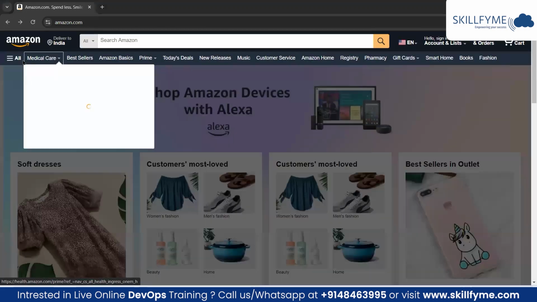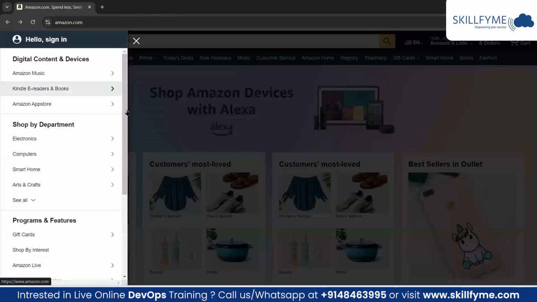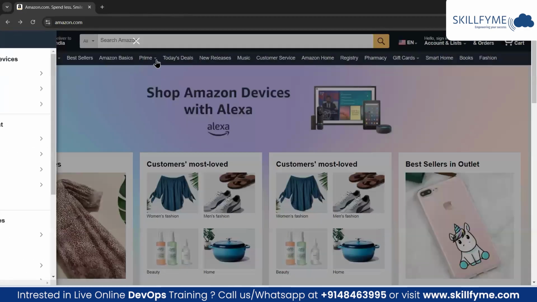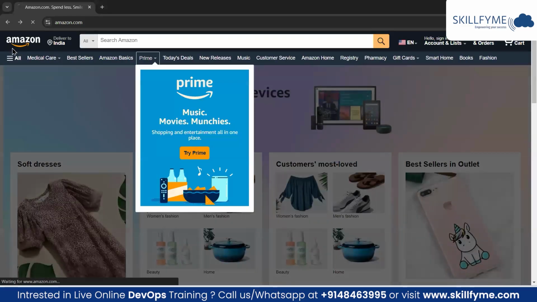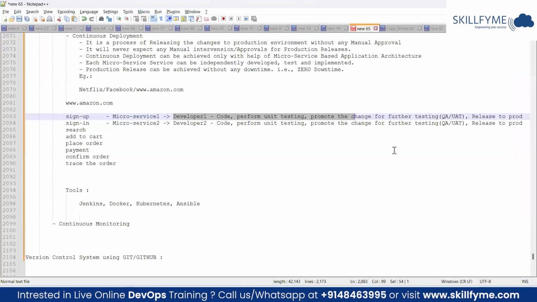I can see there are thousands and thousands of services here. Each and everything, every mouse click, whatever we do here, is a service internally. So for each and everything, you can see the services here. All these services can be independently developed, tested, and implemented in the production environment without any downtime. That is the main agenda here. For that purpose only, we have something called Docker and Kubernetes in place.